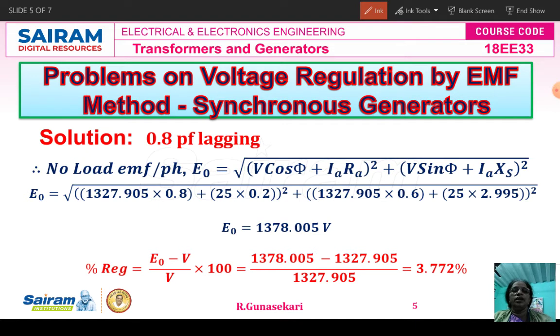Cos phi is 0.8 only. So therefore the formula from the voltage, that means the synchronous impedance method, E0 is equal to the root of (V cos phi plus Ia Ra) the whole square plus (V sin phi plus Ia Xs) the whole square. In this formula you can substitute all the values. Cos phi is equal to 0.8, so therefore the sin phi is equal to 0.6.